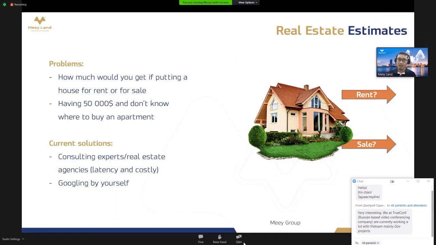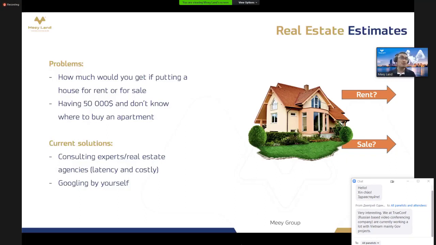Another application could be, for example, if you have some money that you don't want to put into the bank, and you wonder, if I have 50,000, which kind of apartment can I buy? Because in general the price of real estate will go up in the long term. So one way to save money is to buy an appropriate apartment, for example.